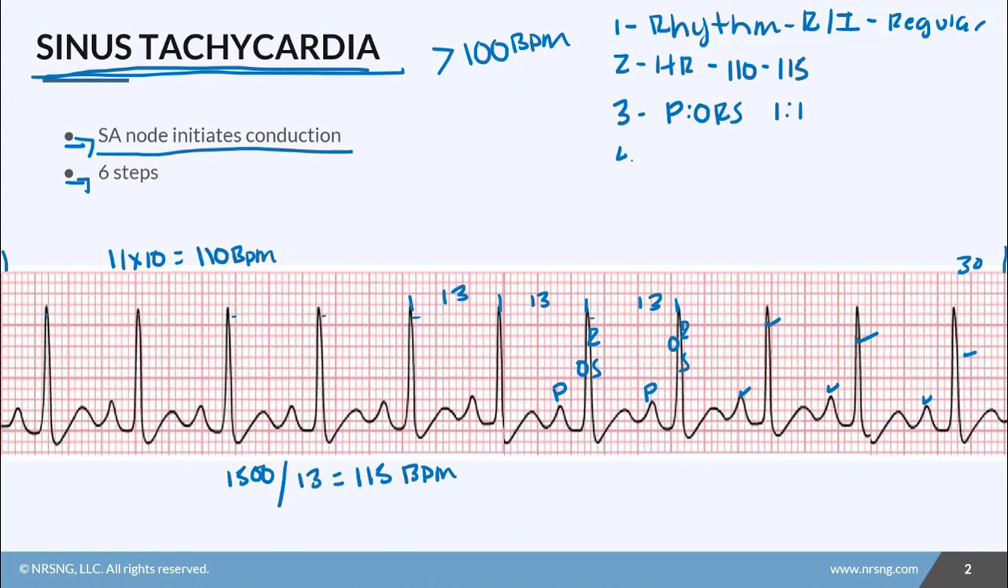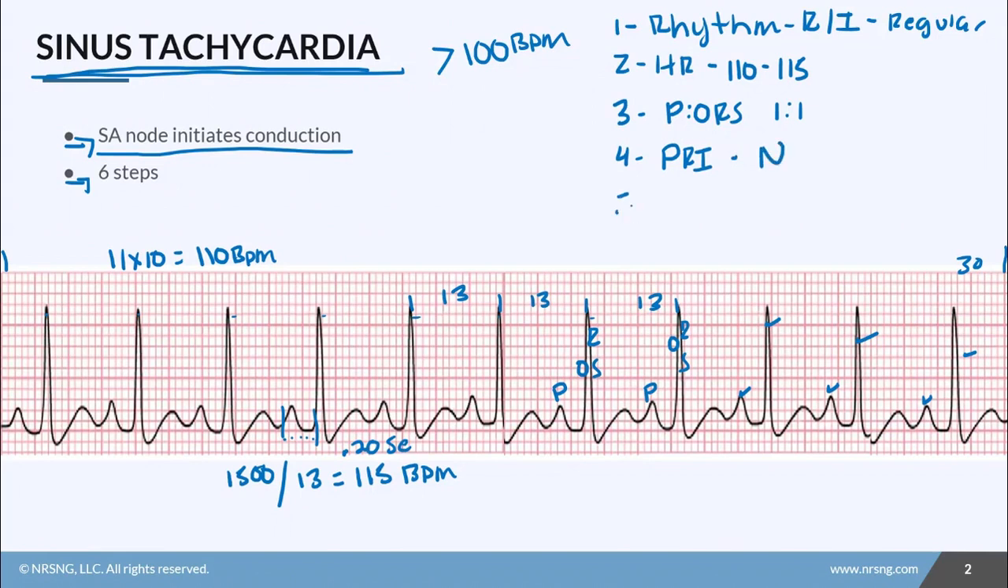Now in step 4, let's look at the PR interval. And so let's go ahead and pick this one right over here. We're going to start at the beginning of the P wave to the beginning of the Q wave. And that would be 1, 2, 3, 4, 5. So that gives us 0.20 seconds. And that would be within the normal range.